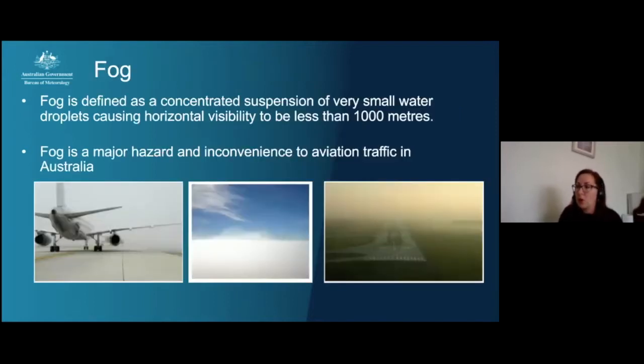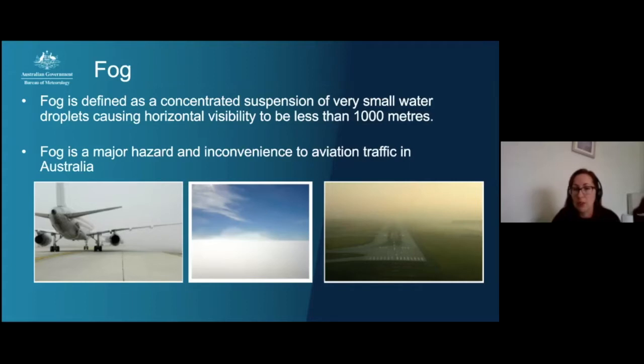Fog is defined as a concentrated suspension of very small water droplets causing horizontal visibility to be less than 1,000 meters. That's how we define fog in aviation, and it is a major hazard in Australia. It's basically a cloud that is on the ground, and it forms on the surface when the surface gets very cold. It typically forms overnight.